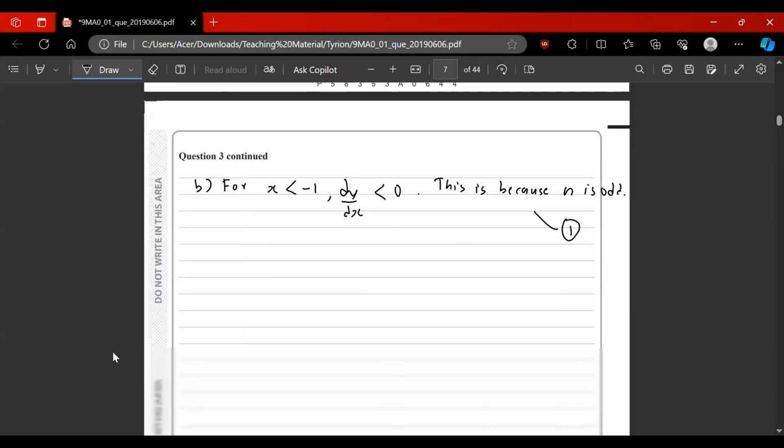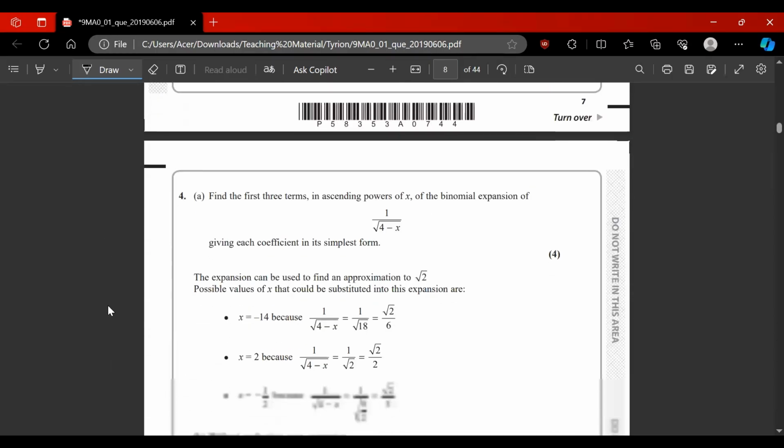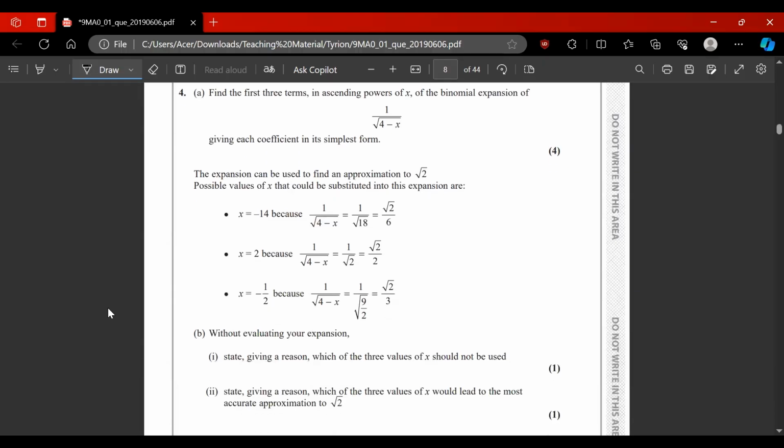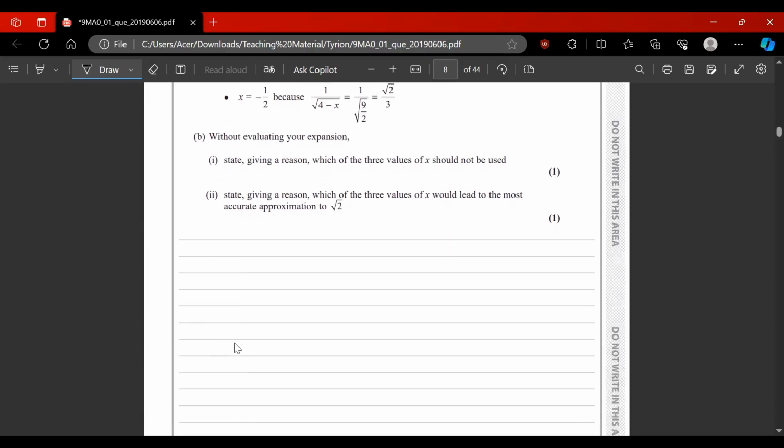Right, moving on to question 4. So question 4 here, we have a fraction, 1 over square root 4 minus x, and we're asked to find the first 3 terms in the expansion of this binomial term. Right. So here we need to make use of the binomial expansion form. But before that, we need to first get our expression into the correct binomial form. So that means 1 over square root 4 minus x.